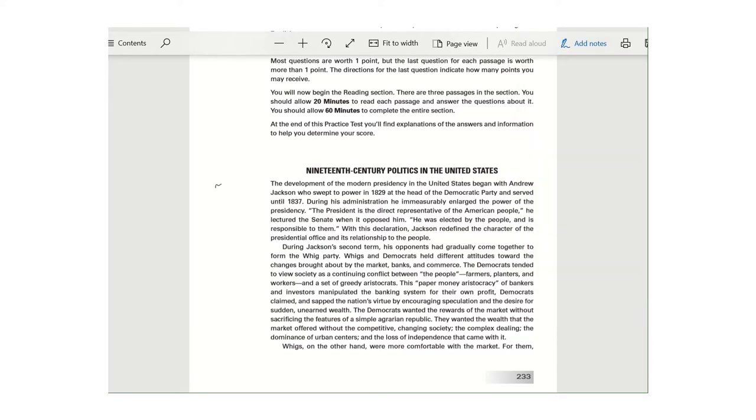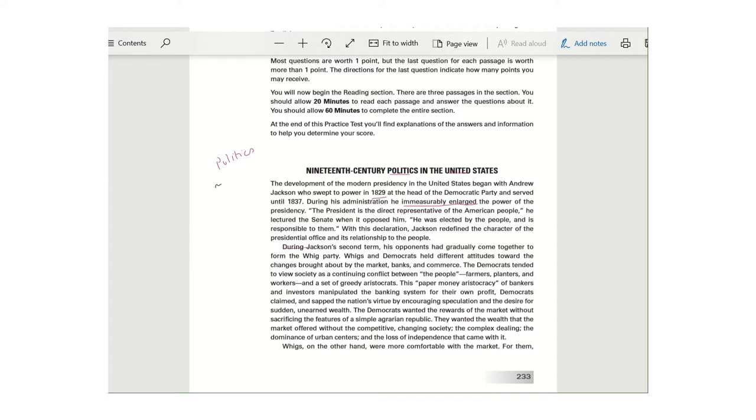They are talking about Andrew Jackson, who swept to power in 1829. Although there you will not be able to make marks, you can write it on a piece of paper. At the head of the Democratic Party he served until 1837, and during his administration he immeasurably enlarged the power of the presidency. So this remains something related to politics, and they are talking about certain parties, 19th century politics in the United States. I'll just read the first line of each paragraph.